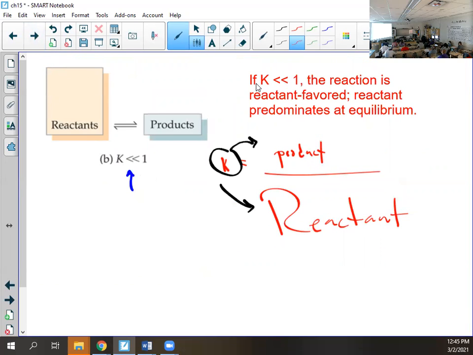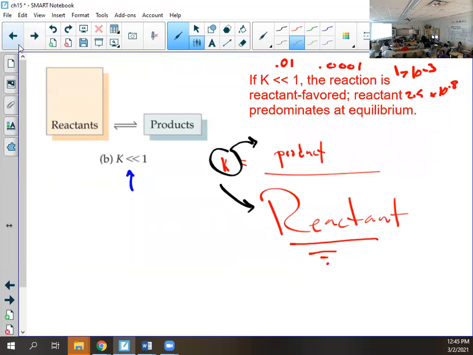If K is less than 1, be careful, that's not a negative number. We mean like 0.01 or 0.0001 or 1 times 10 to the negative third or 2.5 times 10 to the negative eighth. We'll never have a negative K, but we'll have things that are less than 1. Then we know the reaction is reactant favored, meaning you have more reactants at the end than you do products. That makes sense math-wise. To get a small answer, you need a big number on the bottom and a little number on the top. If you just think about the math, you can usually reason through these.